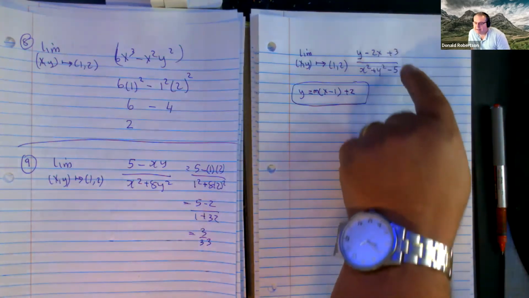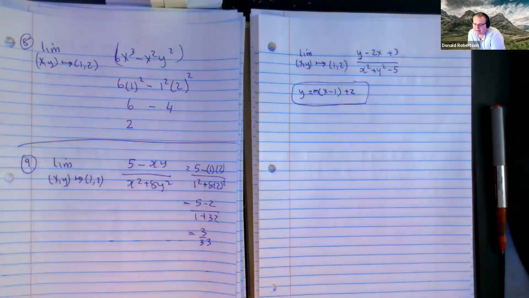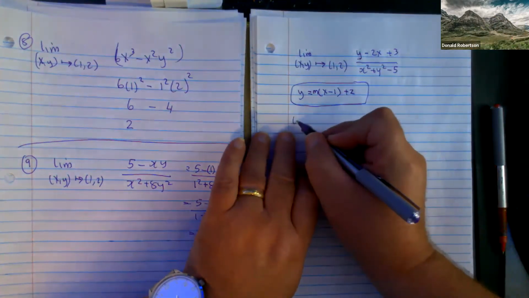So that is going to be my new transformation. I'm going to plug it in here. If I get a number as an answer, that's what the limit is. If I get something with m's left over, it means the limit does not exist. So let's see what happens.